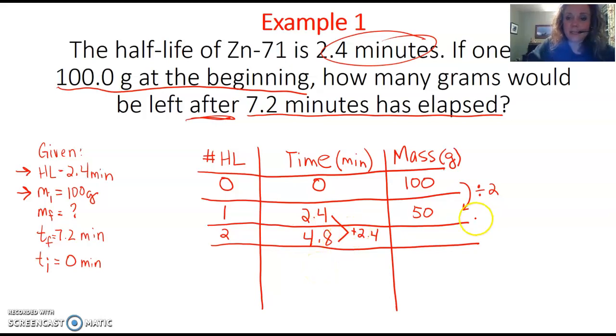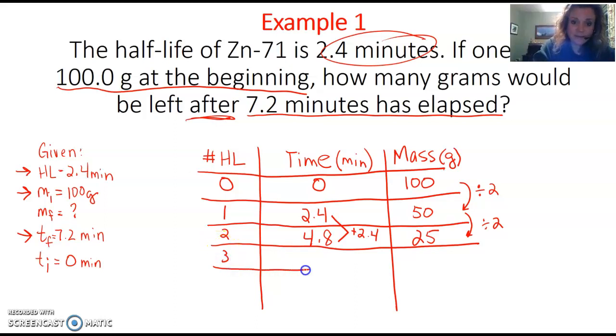After 4.8 minutes, my mass of 50 grams is halved, and I get 25 grams. Has my time reached the final time of 7.2 minutes? No, it has not. So I need to create another row.